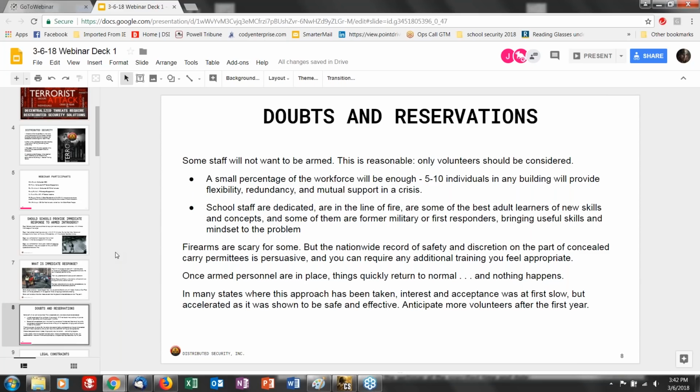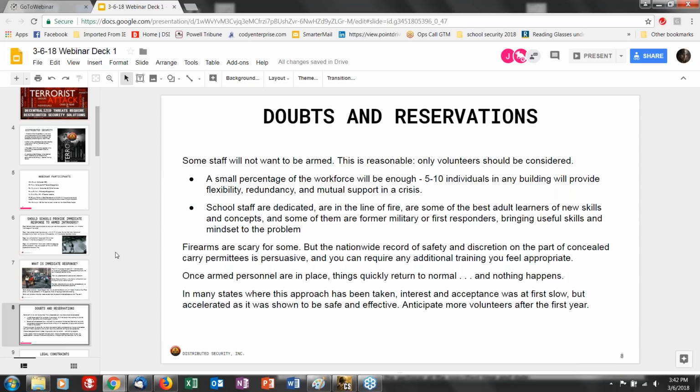And as a school board or a school administration or a governing authority for schools, you certainly have, in almost every case, the authority to require any additional training that you feel appropriate. And what we found around the country is that once armed personnel are in place in the schools and the buzz dies down, things quickly return to normal and nothing happens.